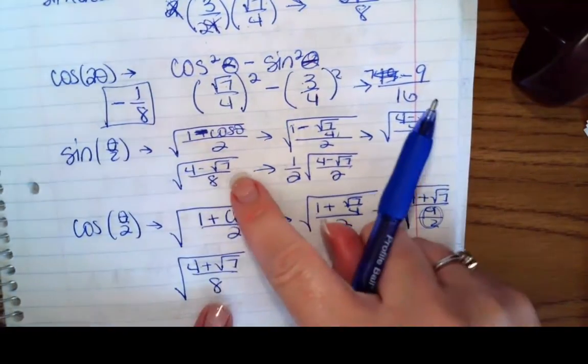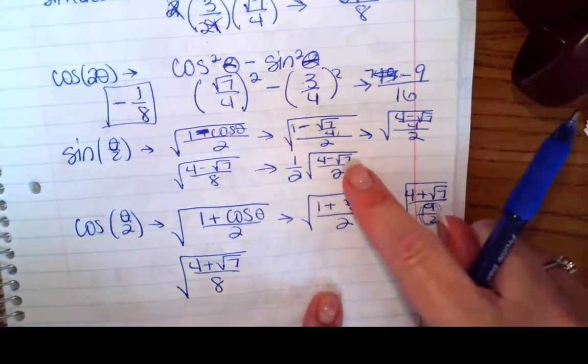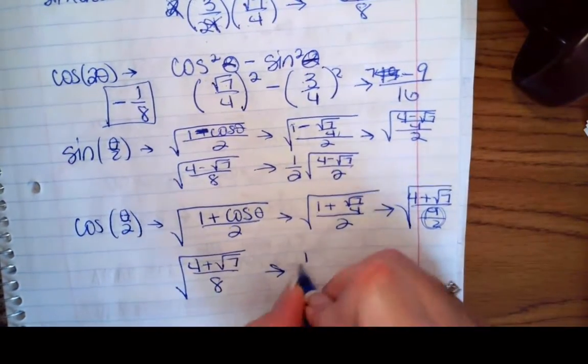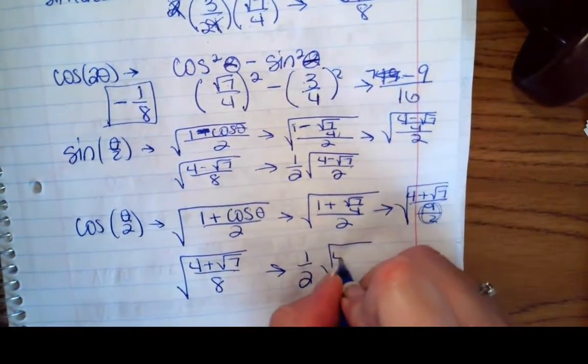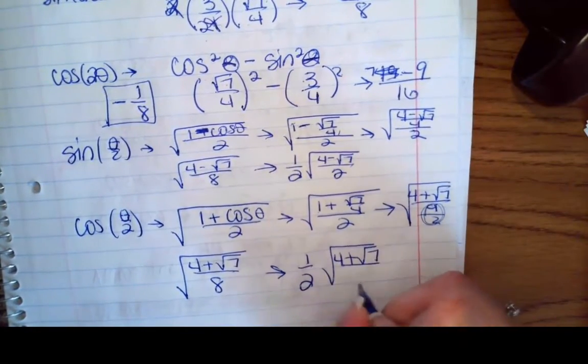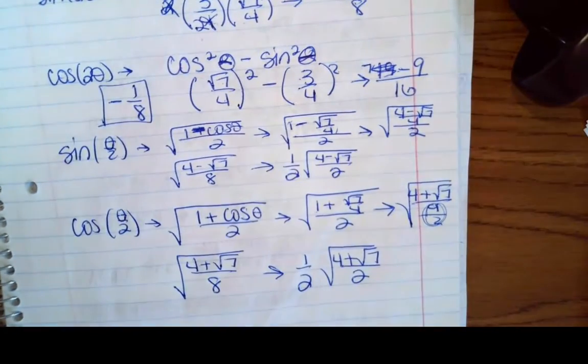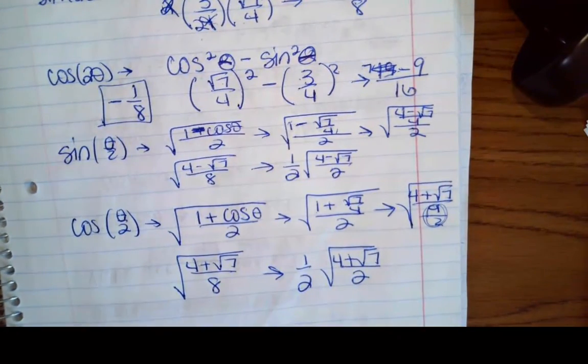So if you'll notice, I'm mimicking what's here. It's just that one's positive, one's negative. So I've got 1 over 2, square root of 4 plus root 7 over 2. Okay, so that is how you're going to break these down. So I'm not going to work out every single one of these for you. Let's work out one more set of it, and then you'll have video 1 done.